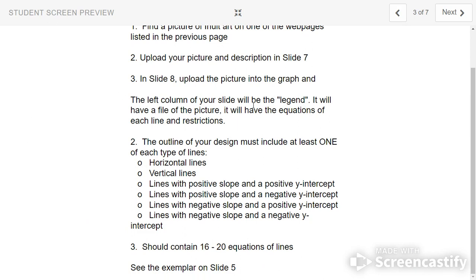So on the left-hand side, you saw that there was the legend where you're going to upload the file of the picture and the equations of each line.